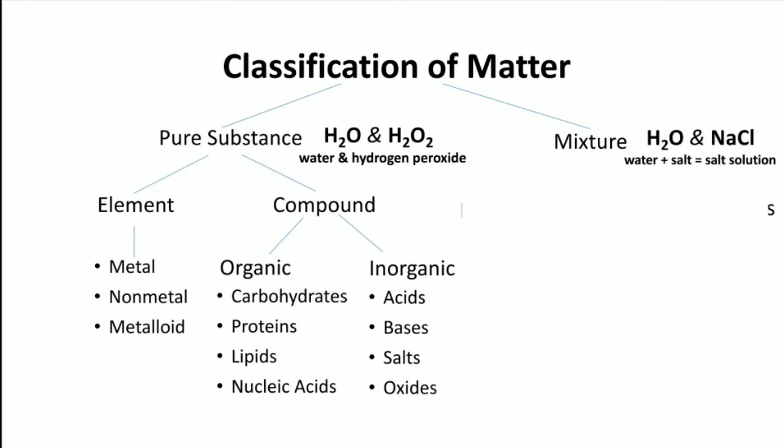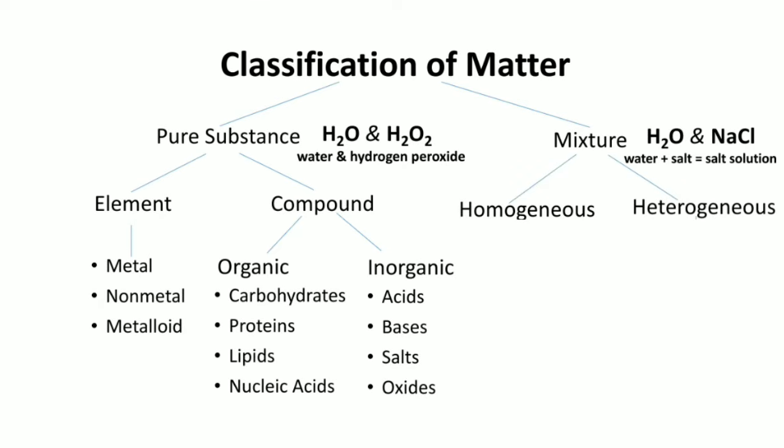Mixtures may be categorized as homogeneous or heterogeneous. Homogeneous is called homogeneous because homo means one. Hetero means 2 or more. So water and salt forms a homogeneous mixture, and what enables them to form a homogeneous mixture? Because of the ability of salt to dissolve in water. The formation of one phase means the formation of a homogeneous kind of mixture.